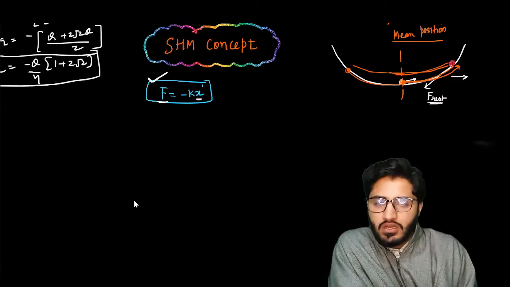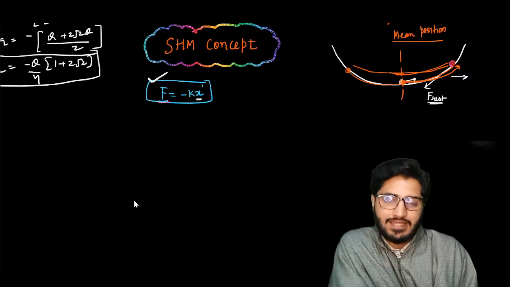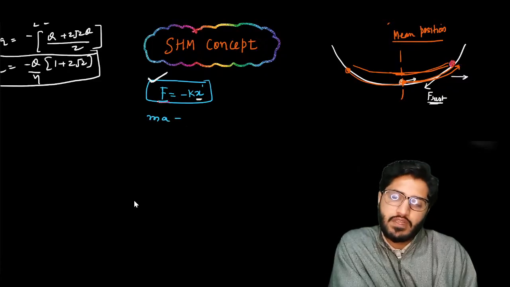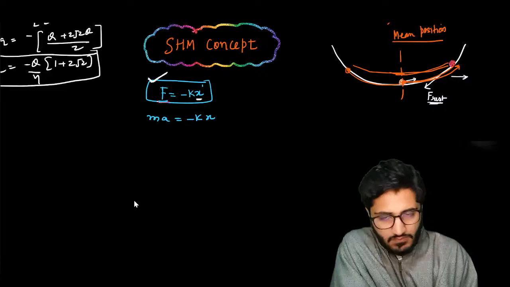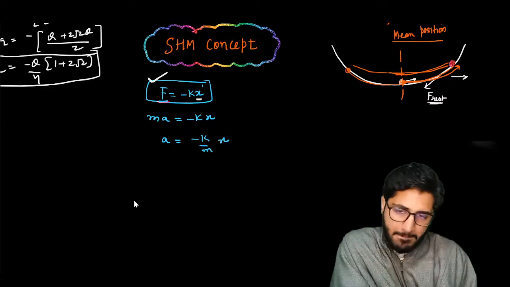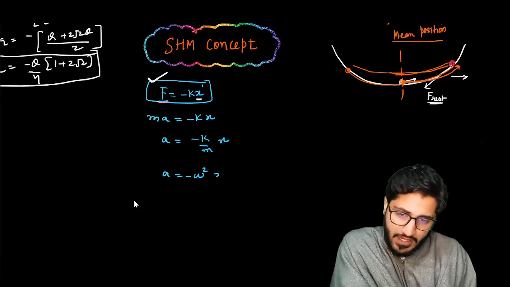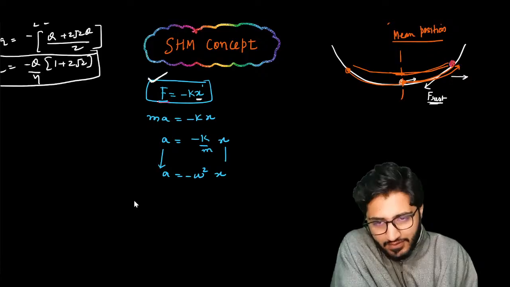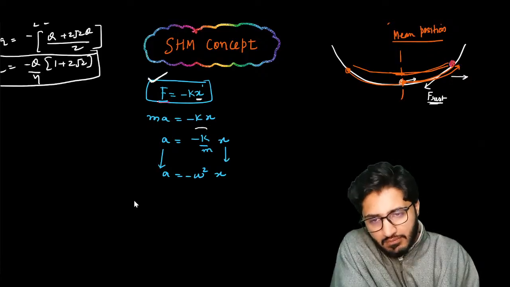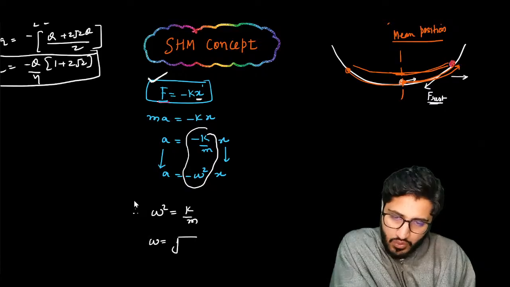Look, my F is equal to minus kx. What is F? By second law, it is mass into acceleration, so m into a equals minus k into x. What is a now? Sir, a is minus k by m into x. We know one equation from my equation, that is a is equal to minus omega square x. Look, a is a, x is x, so these two terms should be the same. That means my omega square should be equal to k by m, and omega is under root of k by m.